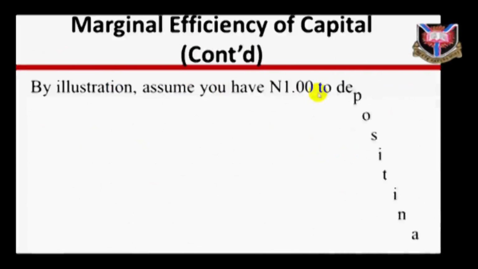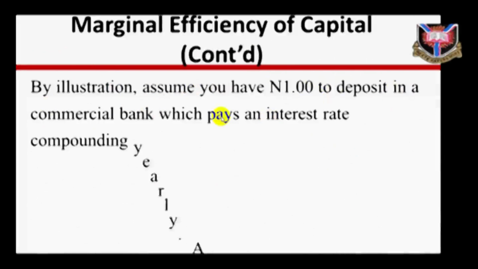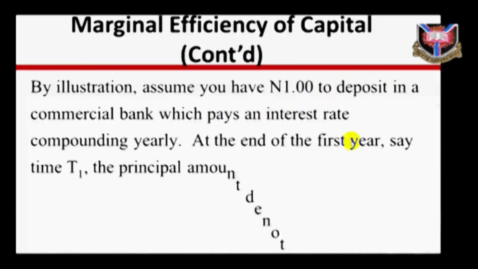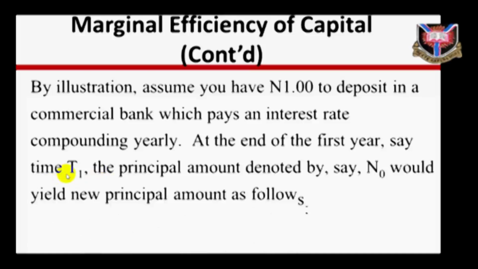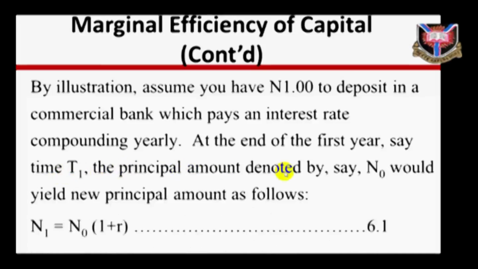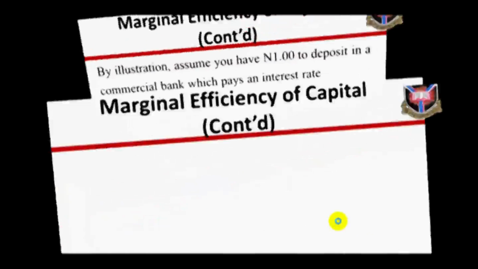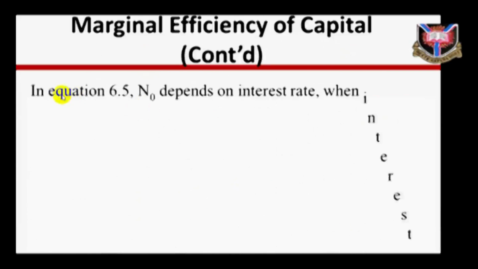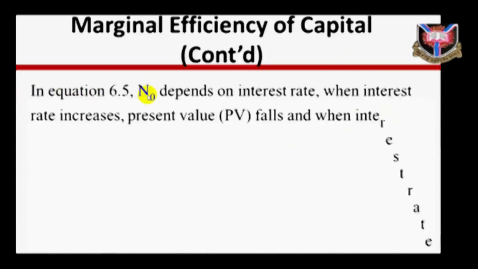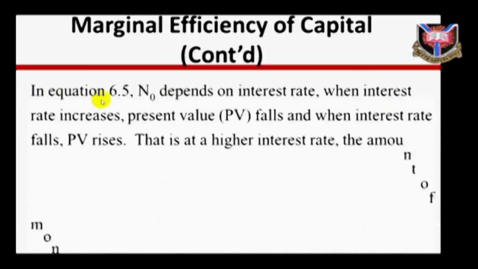By illustration, assume you have 1 naira to deposit in your bank, and the bank pays an interest rate compounding yearly. At the end of the first year, say time T1, the principal amount denoted by, say, N0 will yield a new principal amount as follows. N1 equals N0 of 1 plus R, where R is the bank rate. Solving for N0, which is the present value of N1, we have N0 equals N1 over 1 plus R.